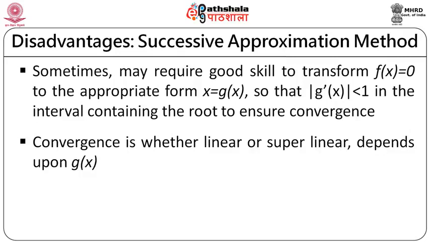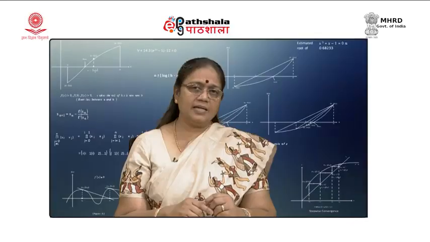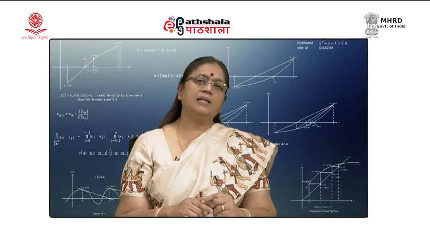So, what are the disadvantages? It will require some skill, or some equations may not be able to give you such a g x, or it requires some computations, because you have to transform the equation f equal to 0 into the form x equal to g x and check that the derivative is less than 1, and try to ensure it. So, that requires pre-computation work before applying the successive approximation method, and of course, the pace of convergence will depend upon the choice of g x. So, if we cannot get a good g x in terms of rate of convergence, the number of iterations can also become large.